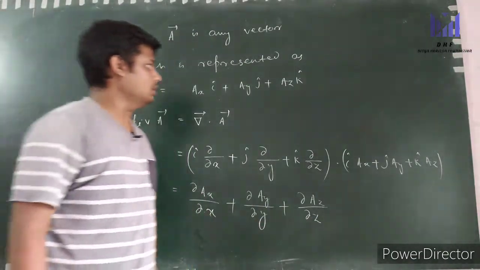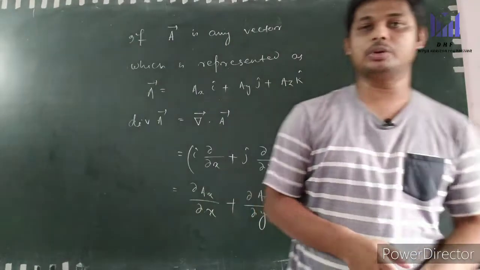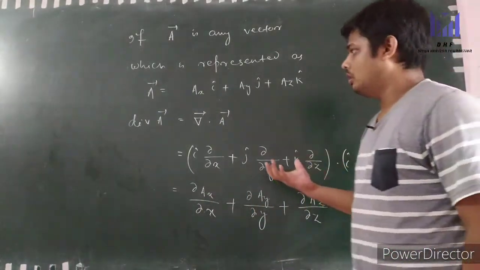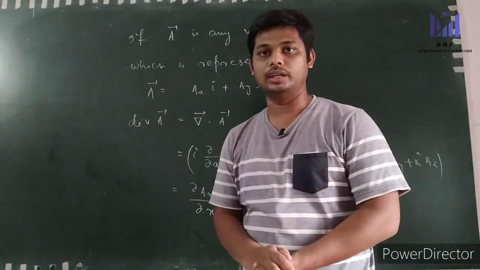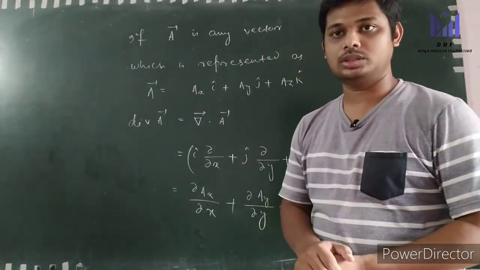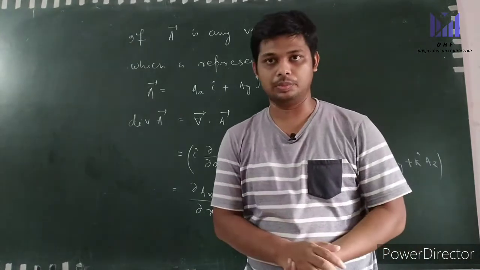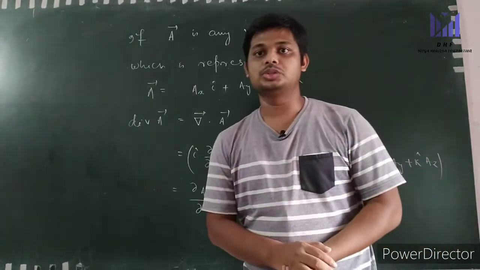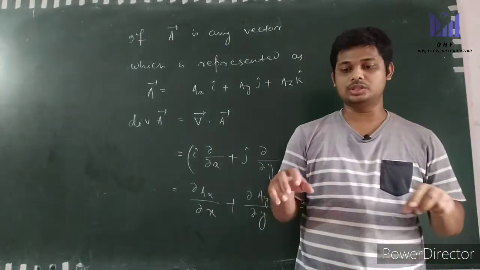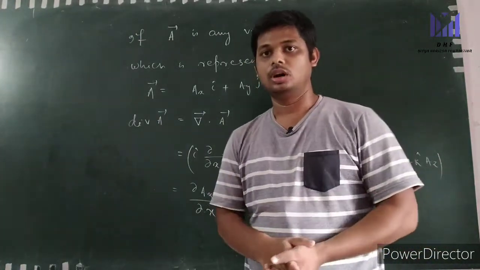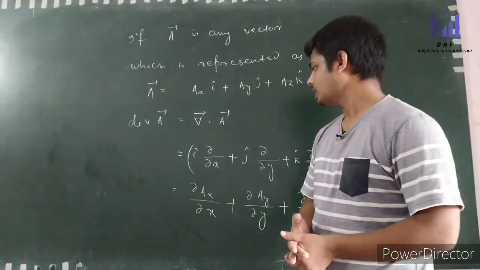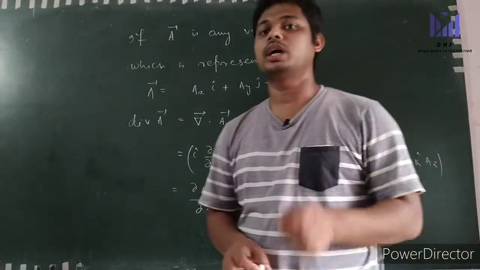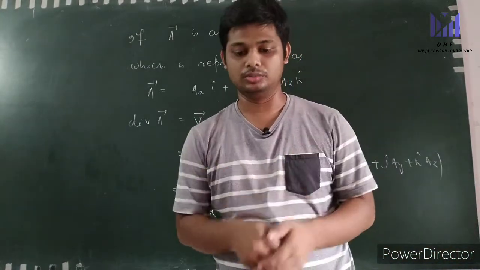The physical significance of divergence of a vector: we generally say that the divergence of a vector is defined as the net outward flux associated with a closed surface divided by the volume which is bounded by that surface, or we can say the net outward flux per unit volume through the surface which bounds that volume.